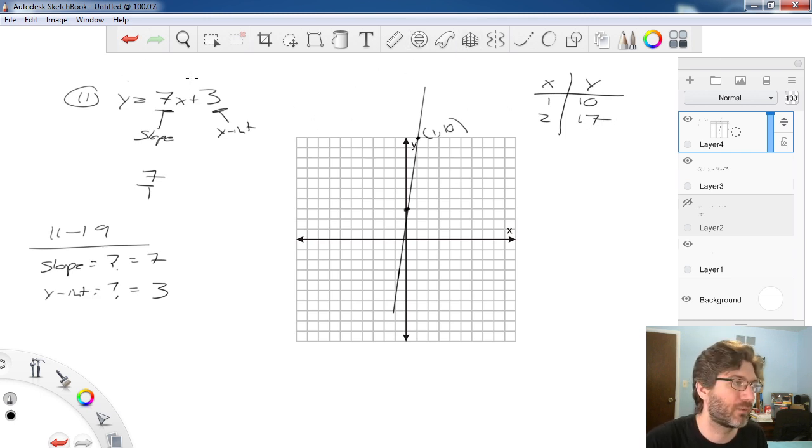If I plugged in, well, I don't want to do a half. If I plugged in 1/7, then you get 4, right? 1/7 goes through 4. Really, 1/7? I don't know. It's going to go through 4. It'll be like right here. How would you do 12? 12, same thing.